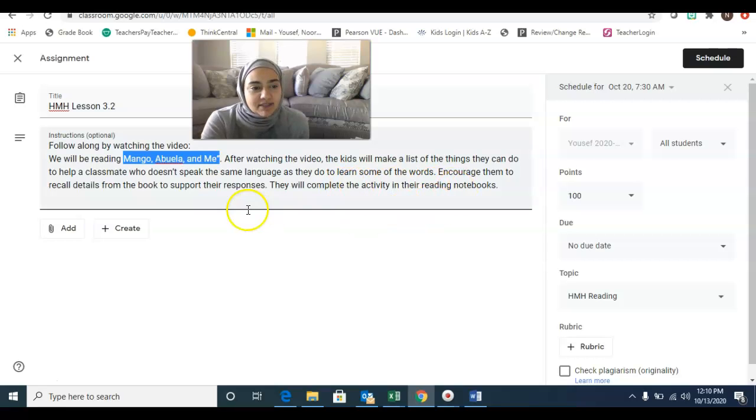So encourage them to recall details from the book to support their responses. Okay? So what would you do to help somebody in the class that doesn't speak the same language as you? Would you just ignore them? Or how would you help them learn the language? What would you do?